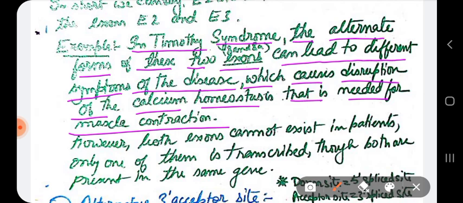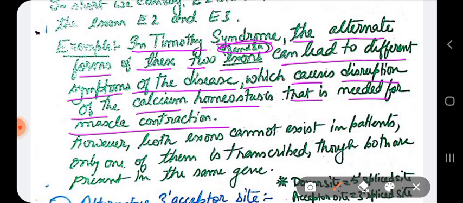Why this occurs, I will send you the link, or in detail I will talk to you. Just for knowledge, in Timothy syndrome, the gene responsible for that syndrome has two types of exon, 8 and 8A. All the patients will not have both of these exons, either 8 or 8A. So in Timothy syndrome, these two exons can lead to different symptoms of the disease.